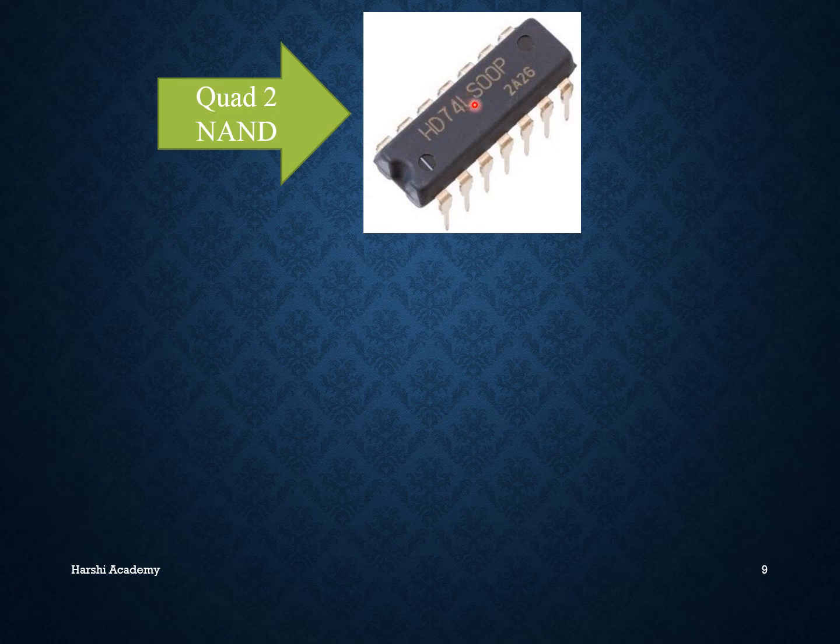74LS00. This is a NAND gate. You can see this mark, then you can identify pins starting from this pin. 1, 2, 3, 4, 5, 6, 7 ground pin. 8, 9, 10, 11, 12, 13, 14 VCC. Like this, you can find any 7400 series IC in the laboratory by identifying this number.